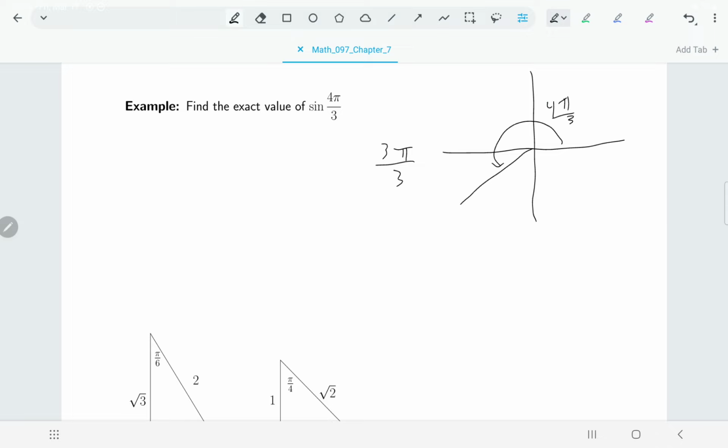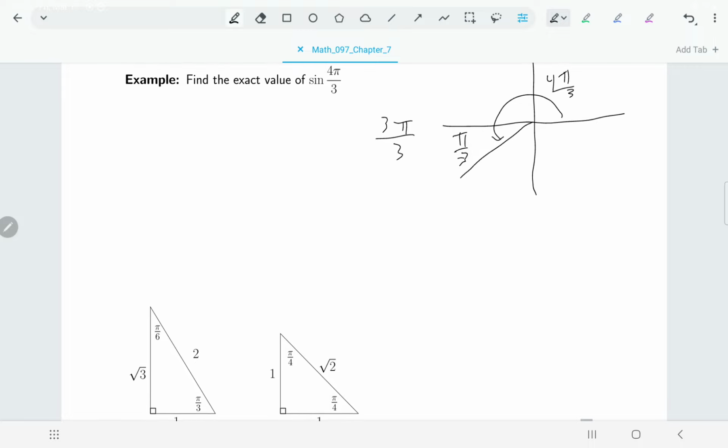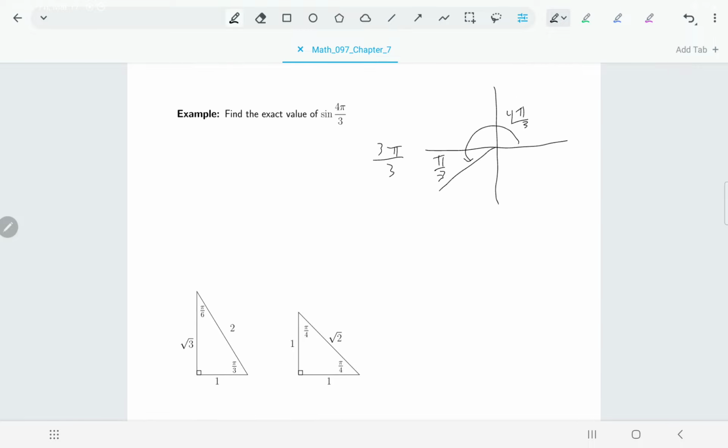And if we're thinking about how far of a difference there is, it's 3 pi over 3 to get to the x-axis and 4 pi over 3 to get to the terminal side. So the difference between 4 pi over 3 and 3 pi over 3 is 1 pi over 3. So it looks like my reference angle is just pi over 3. So let's find our sine of our reference angle. Sine of pi over 3.